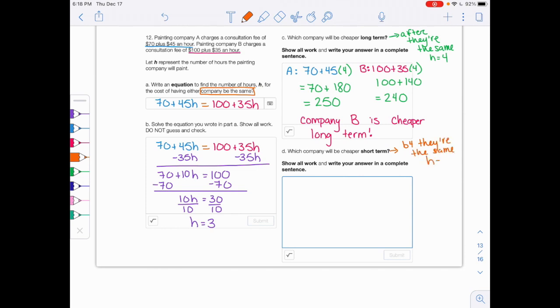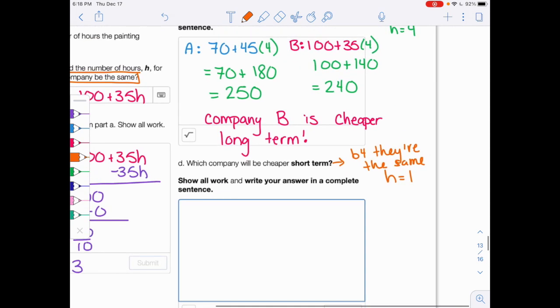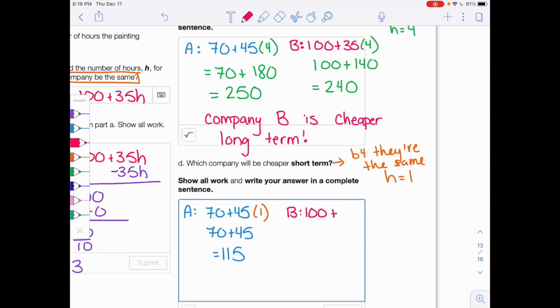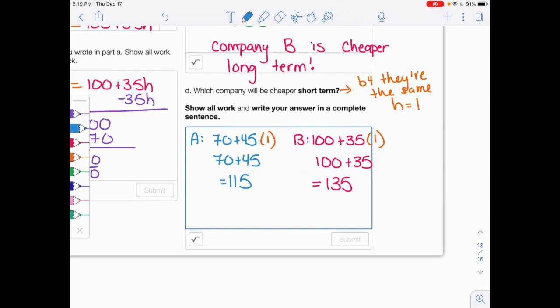So I'm going to use like H equals 1. That's the easiest one to use here. So company A, 70 plus 45 times 1. That's 70 plus 45, 115. And then company B, 100 plus 35 times 1. That math I can do in my head. That's 100 plus 35, 135. So company A is cheaper short term.